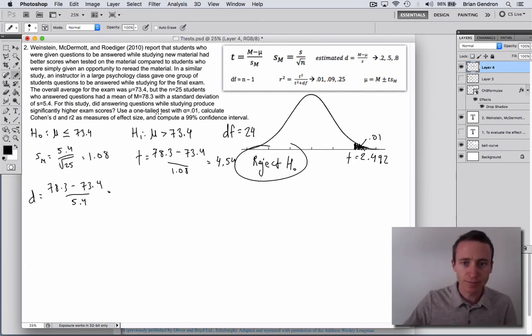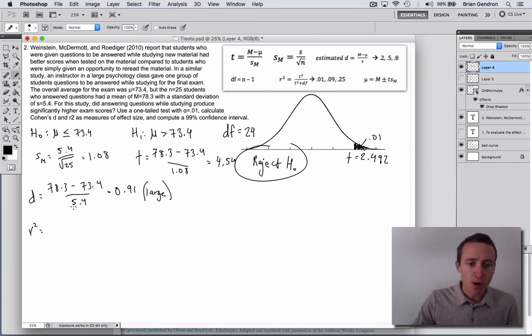0.91. And so that is greater than 0.8, so you might call that very large or just large. There's no real one way to do that. Let's then calculate r squared. By the way, on the exam, you probably won't have to calculate both for every problem, but it's good practice, so that's why we're doing it here.